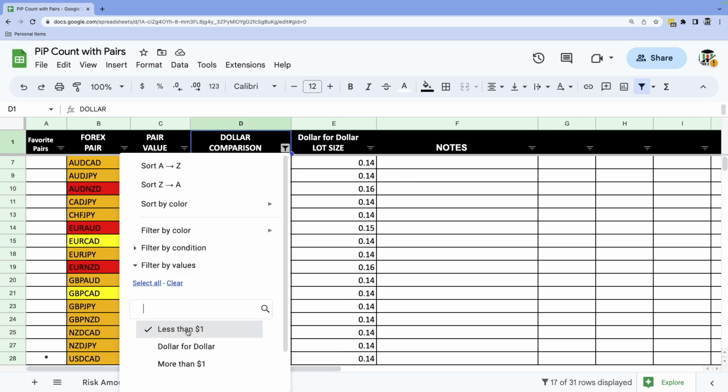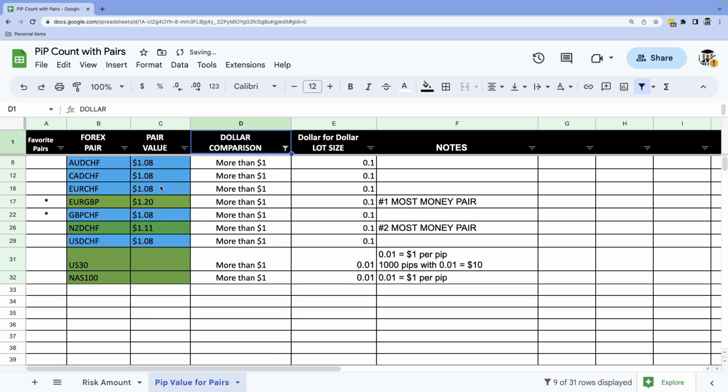Okay, so now let's look at some of those pairs that are actually more than $1. And most of those are pairs that are against the Swiss franc, or the chef. So as you can see, most of those are $1.08 per pip whenever you take a 0.1. So we have those anomalies like NZD chef, which is $1.11, and we have the euro versus the pound, which is $1.20. This is the pair where you can get the most bang for your buck. These two are the most money pairs within the Forex market.